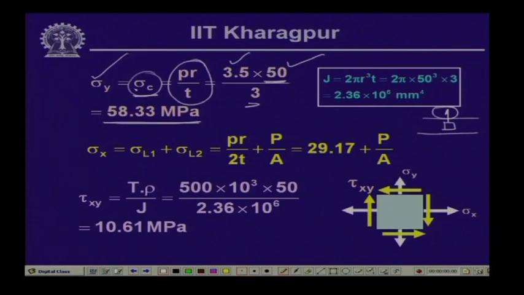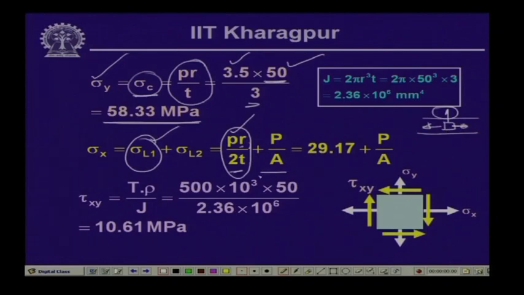Now, in the x direction, because of internal pressure, there will be a stress which we have called the normal stress sigma L 1, and that is equal to P r by 2 t. That is, P is the internal pressure, r is the radius, and 2 times the thickness will give us the longitudinal stress, or the normal stress in the x direction.